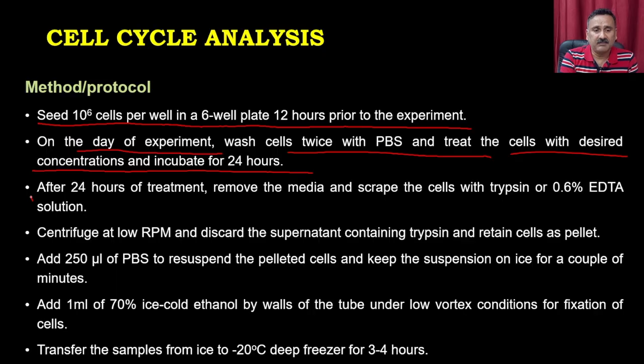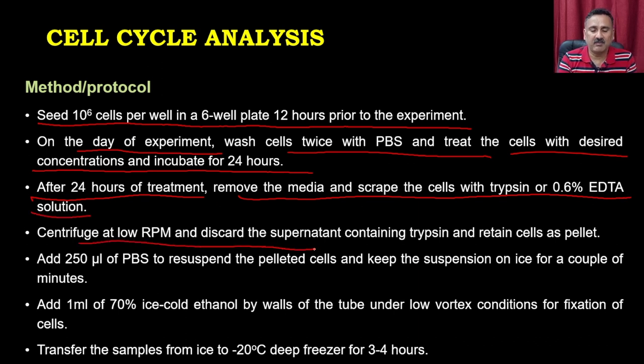So for those kinds of experiments, you are going to treat the cells with particular anti-cancer agents or compounds, and then study whether it is affecting the cell cycle or not. For example, after the 24 hour treatment, remove the media and scrape the cells with trypsin or 0.6% EDTA, centrifuge at low RPM, discard the supernatant using the trypsin and retain the cells as a pellet.